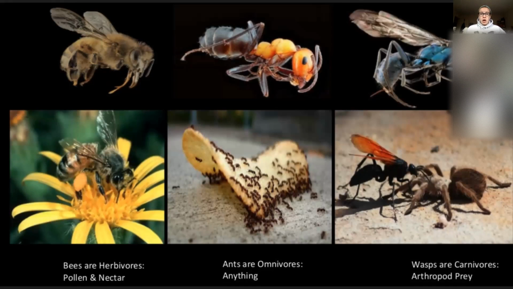Wasps, on the other hand, are actually carnivores. And if you remember our discussion from one of our other lessons when we were talking about different types of eaters, carnivores means they actually consume basically meat. In this case, they are eating an arthropod. So you can see there, that one is actually snacking on a tarantula. So wasps actually eat meat, which is really interesting, and bees don't. Bees are just snacking on honey, pollen and nectar.